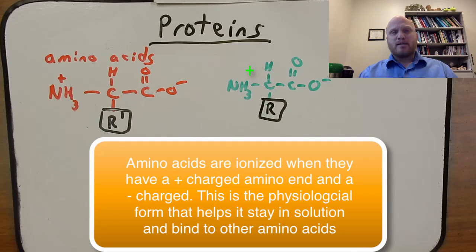I also realized I did not identify what the central carbon was. If you look here in the middle, in between the amino end and the carboxyl end, is a carbon, the one that's attached to the R group. That is called the central carbon, or sometimes we call it the alpha carbon. Either are acceptable. Okay, let's move back to the podcast.